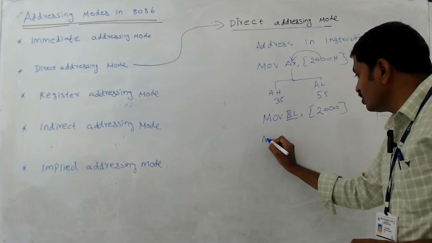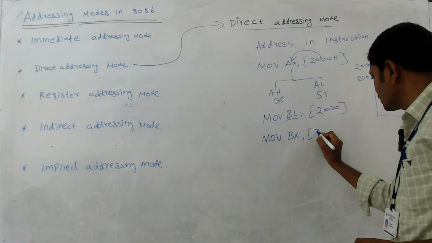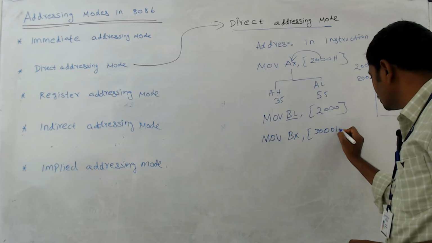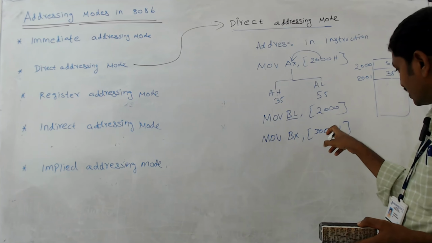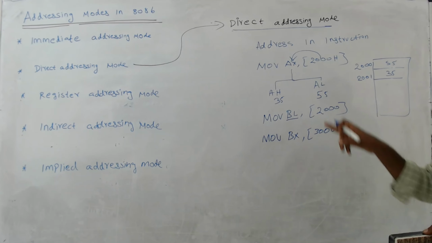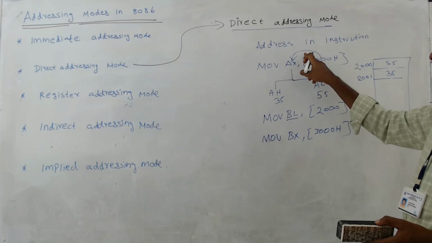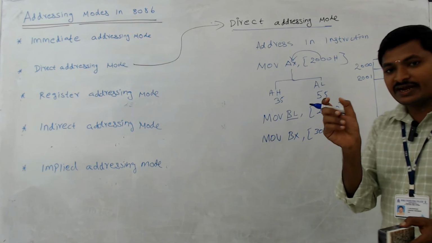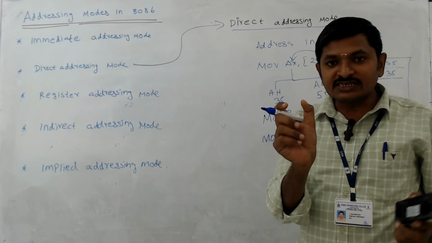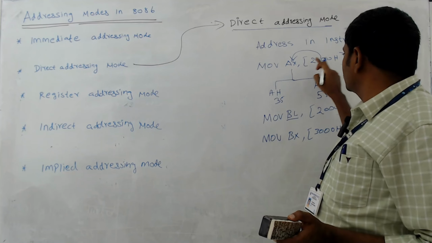One more example, MOV BX, [3000H]. So what is the meaning? Whatever content is available in the 3000 memory location is moved to the BX register. So whenever we represent the data within the square bracket, it will be considered as an address. MOV AX, [2000].